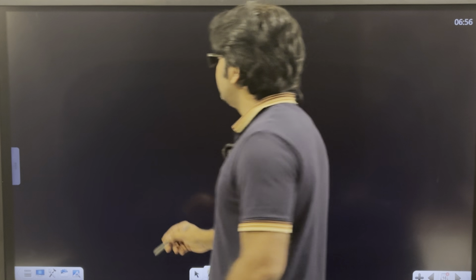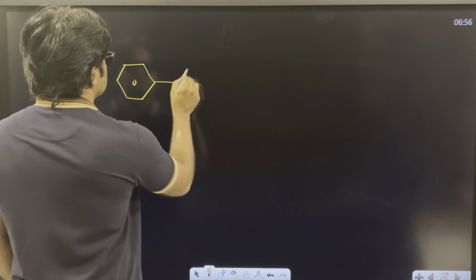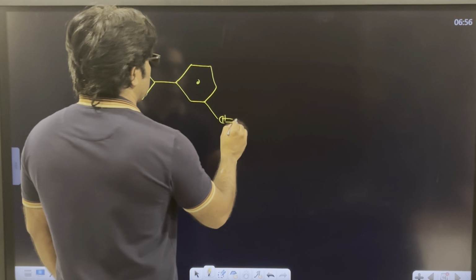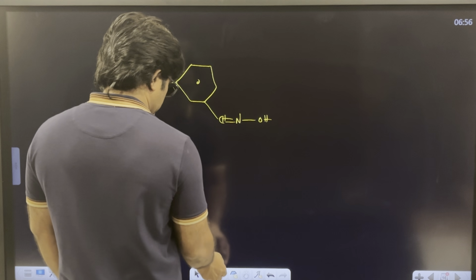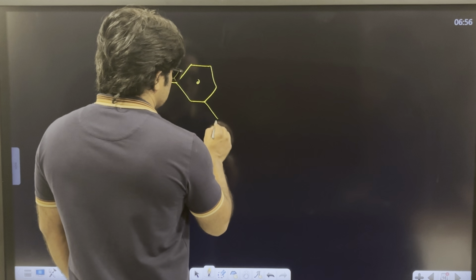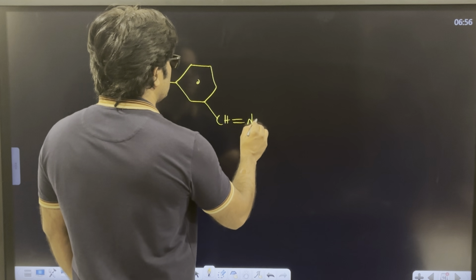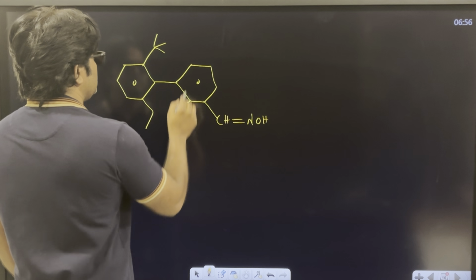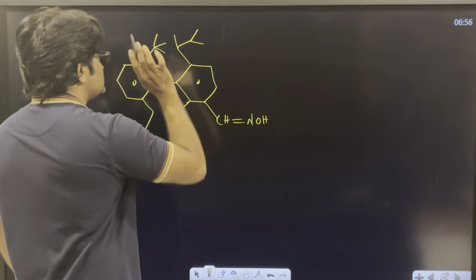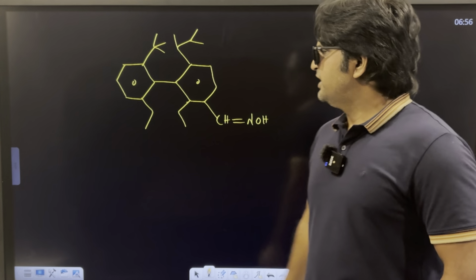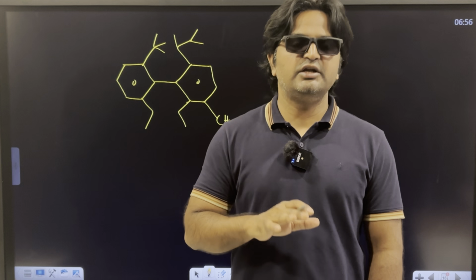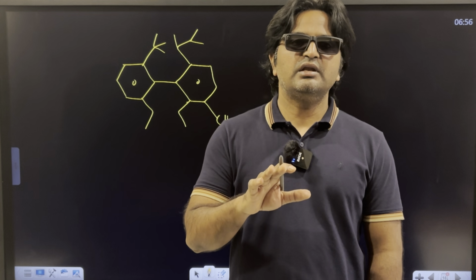So one more example I am giving. If the compound is given like this: phenyl ring system, next one here also phenyl ring system, and somewhere they are giving CH double bond N OH, CH double bond N OH. Next one here, something like tertiary butyl group, ethyl and some group is given like this. Now, what phenyl ring systems are given? Even biphenyl or odd biphenyl according to the given molecule? Your molecule is even biphenyl.